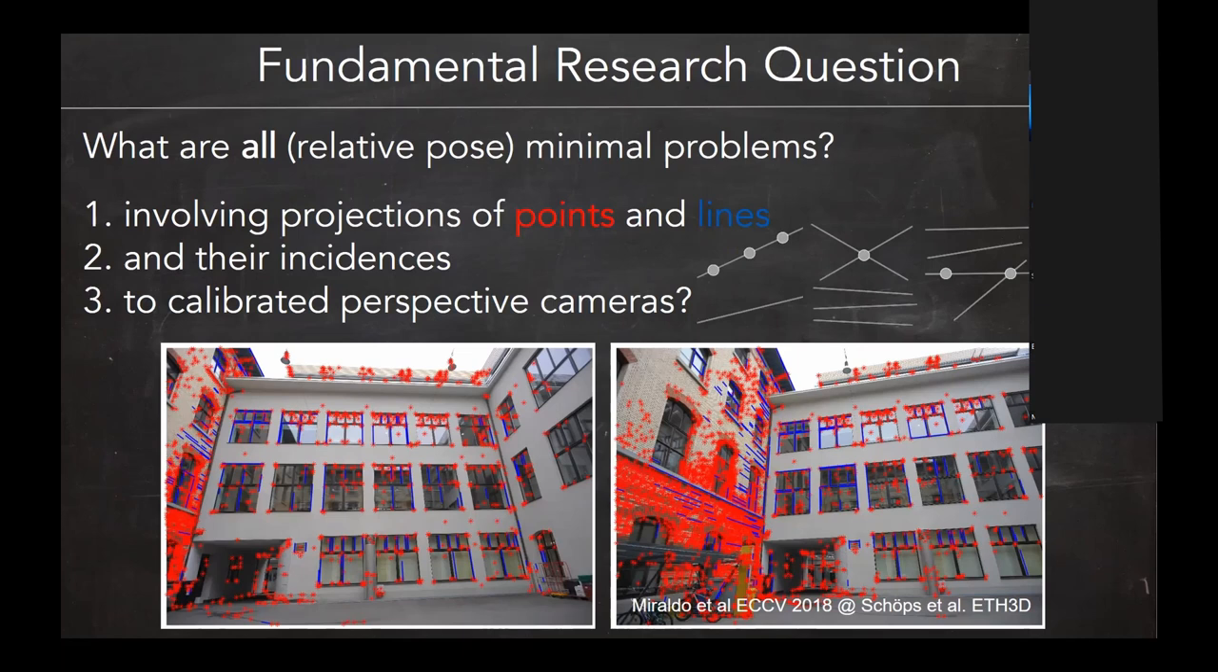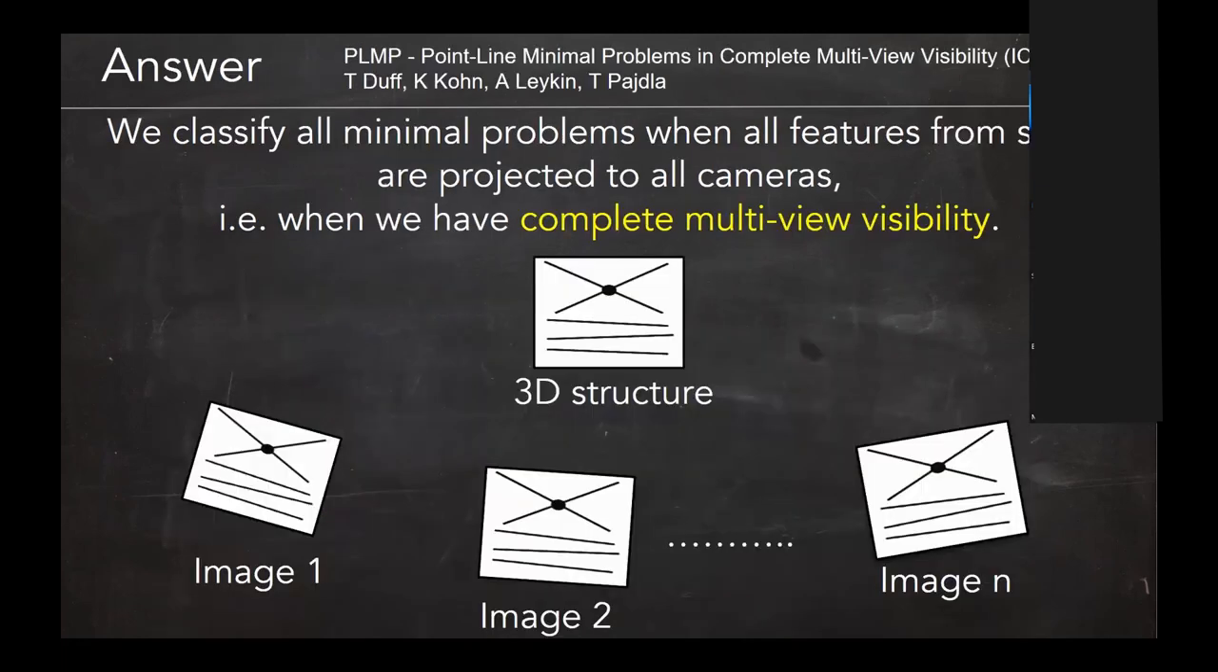These are the problems. And now, some interesting research questions which we had. Let's say that we have points in space, also lines in space, and incidences, to make it a little bit more complicated. And we have what we call calibrated perspective cameras, so we know the focal lengths, we know the size of the pixel and these things. And the question here is how we can classify all the minimal problems under the condition that everything in space is seen in all images, so there is no occlusion, no missing detection.